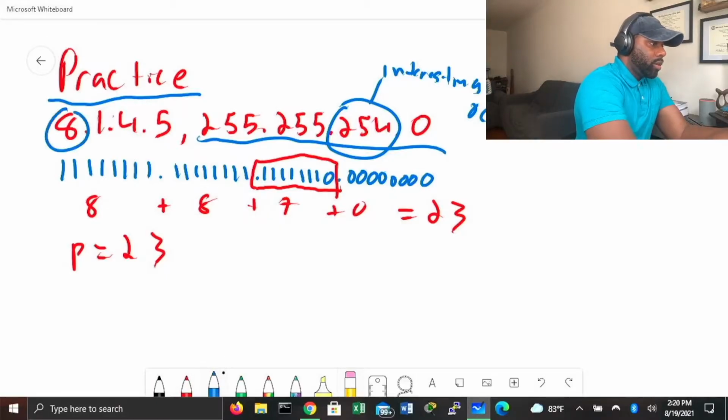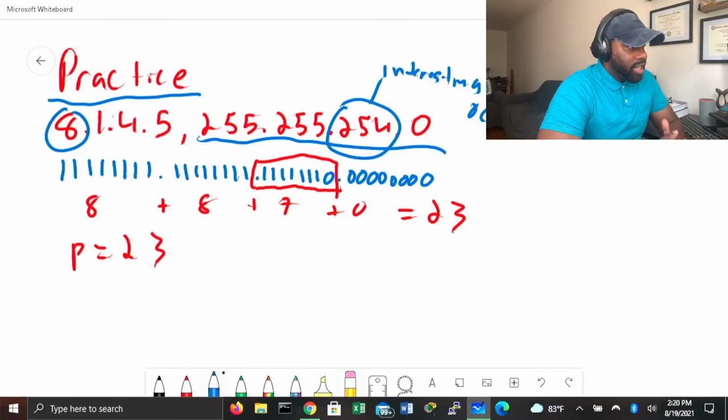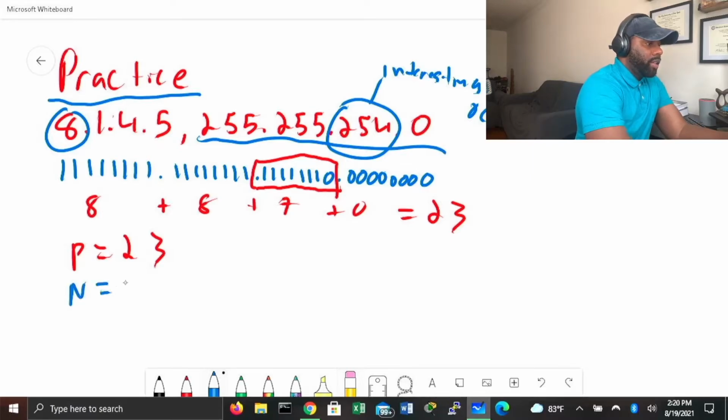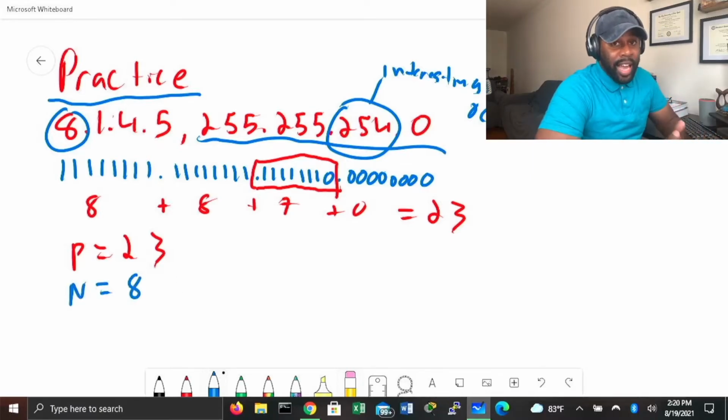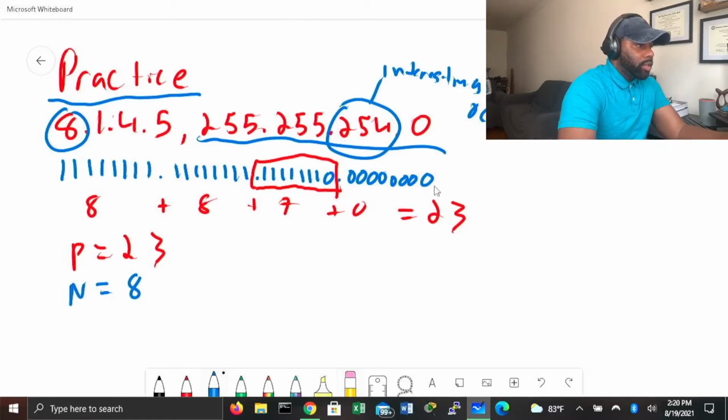Now we need to figure out what the class of the IP address is so that we can figure out what N is, right? That 8 is going to tell us what class the IP address is, and that 8 falls between 1 and 126. So we know that it's a class A, which determines that N is equal to 8. So N is equal to 8 because it is a class A IP address, right? So now our next move is, what is S?